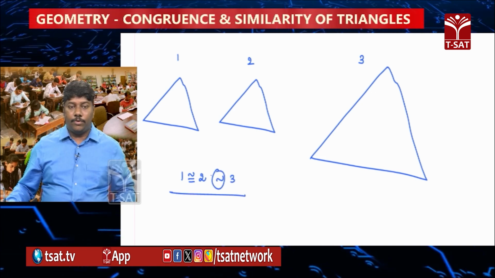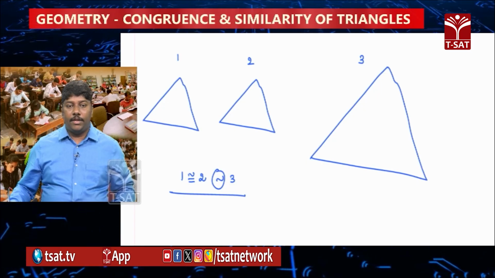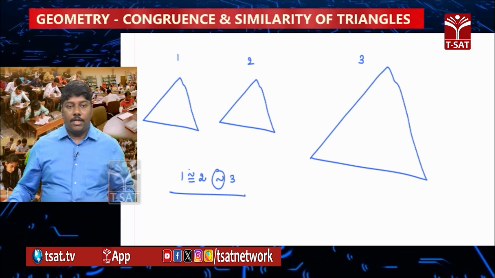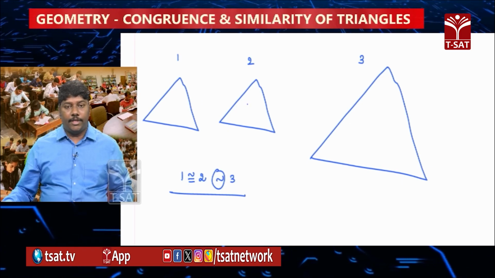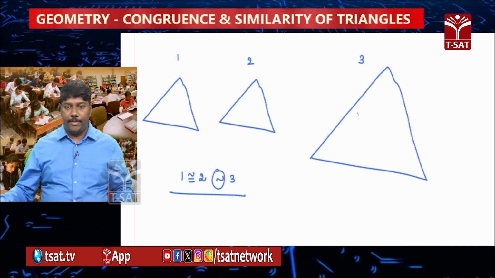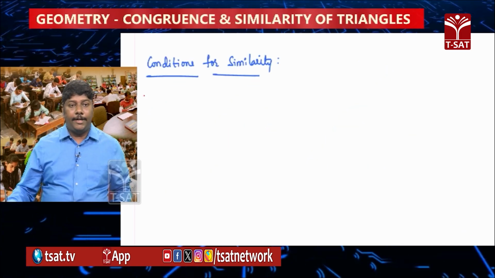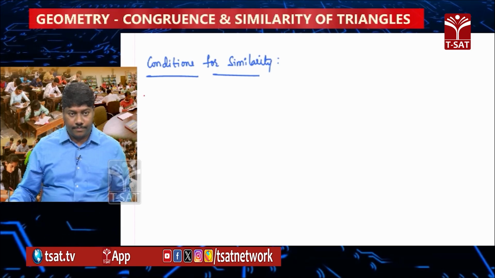This symbol represents only similar. The equal to symbol along with that symbol gives you congruency of triangles. Now here triangle 1 and triangle 2, both of them are equal in size and shape, therefore they are congruent. The third one is not equal in size but equal in shape, so it is similar. Now how do you identify two similar triangles? Again you have some conditions.